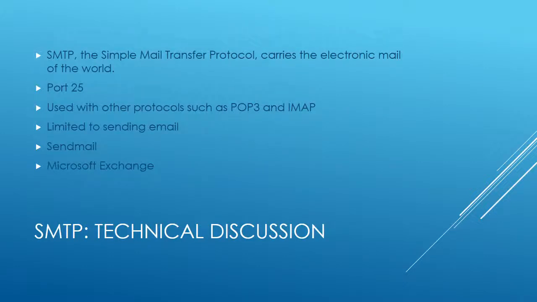Next we have SMTP. SMTP, or the Simple Mail Transfer Protocol, carries the electronic mail of the world. SMTP is a TCP/IP protocol used in sending and receiving email. However, it is limited in its ability to queue messages at the receiving end. It is usually used with one of the 2 other protocols, POP3 or IMAP, that let the users save messages in a server mailbox and download them periodically from the server.